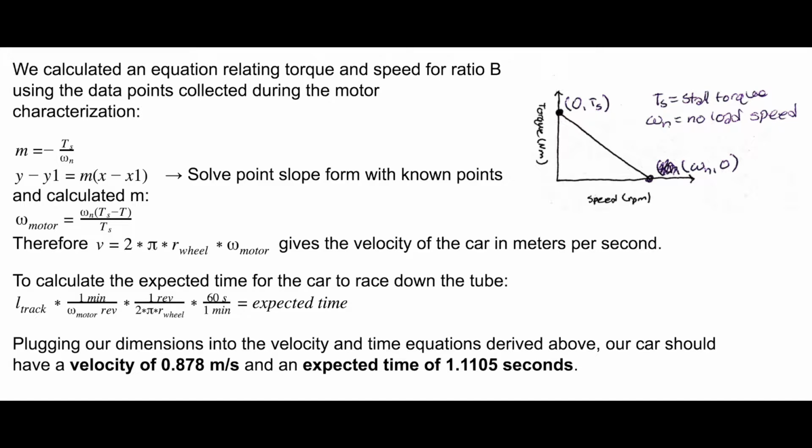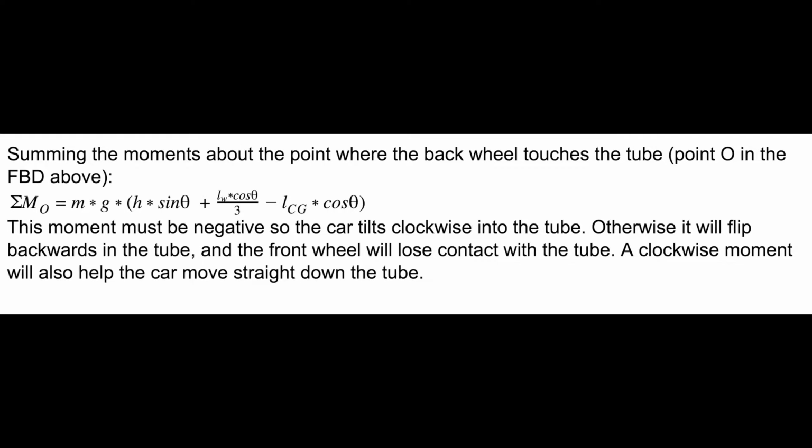Since a lot of groups doing this lab previously had issues with cars flipping in the tube, we also used the FBD to find an equation for the net moment. This is important because if the net moment is not clockwise, the car will flip backwards. We wanted a clockwise moment that pushed the car into the tube so it did not flip.